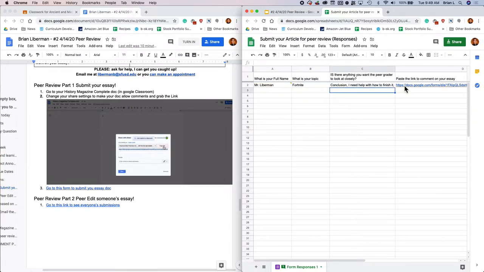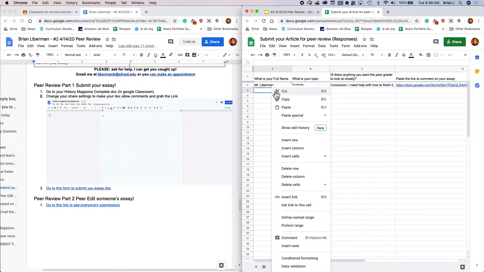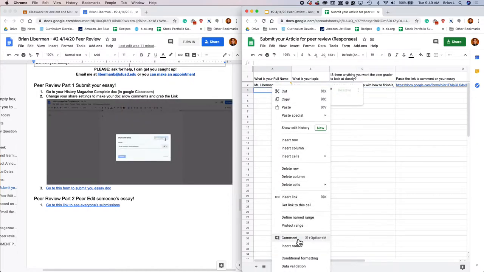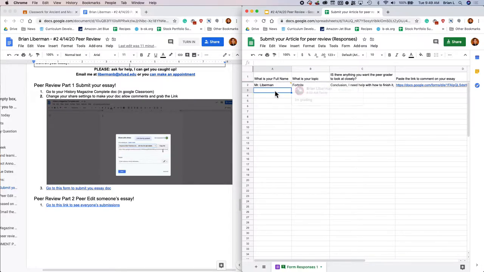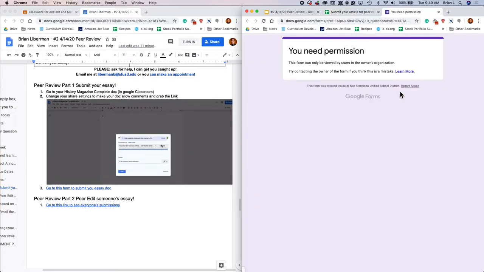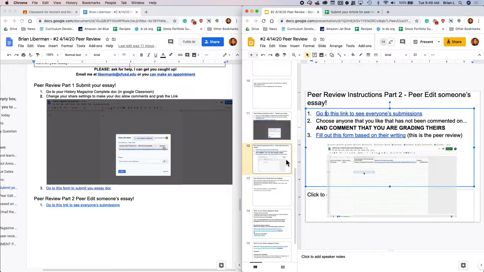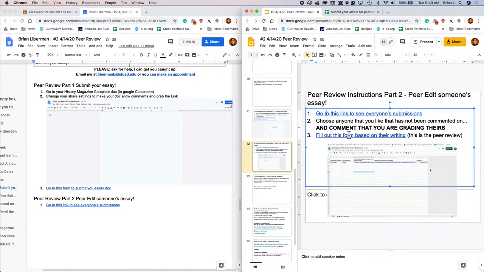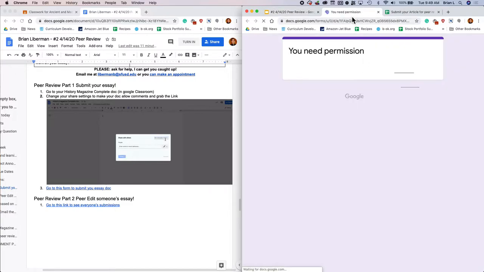Once they submit their essay, you're going to comment on them. Just right click and hit comment. You're going to say, hey, I'm already grading this one. That way we don't have multiple people grading the same essays. And then you can open up the link to their essay. Yeah, I'm not in the organization. No problem here. After you finish that, you're going to go out to this form.